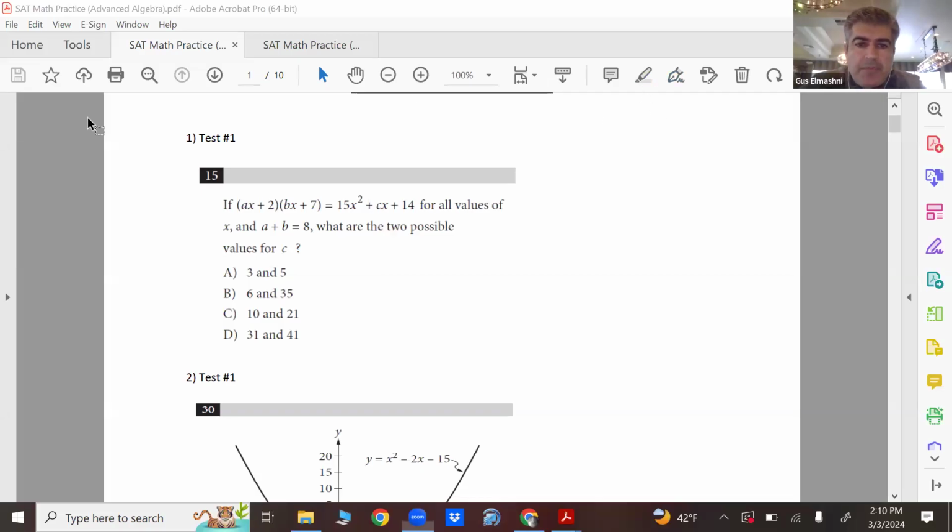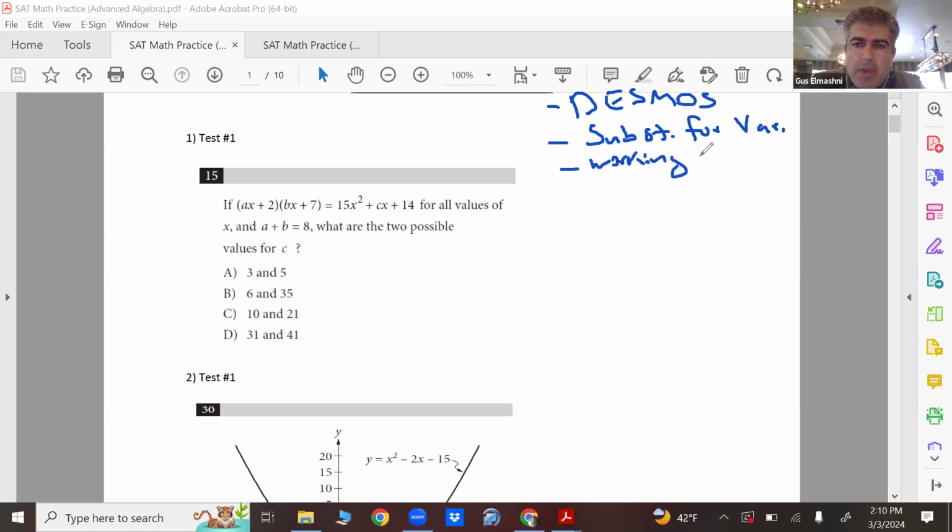Okay, so there's usually three techniques you're going to want to use. Desmos, actually, I take it back, four techniques. Desmos, substituting for variables, working backwards, or just get creative. Go a little bit higher order critical thinking.